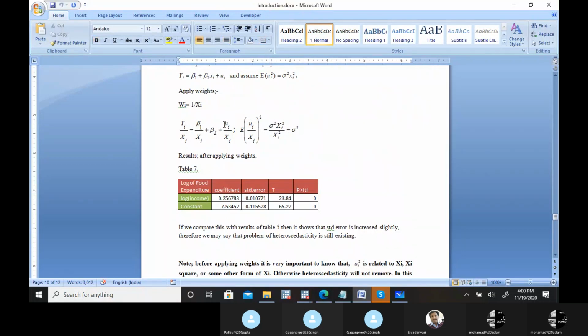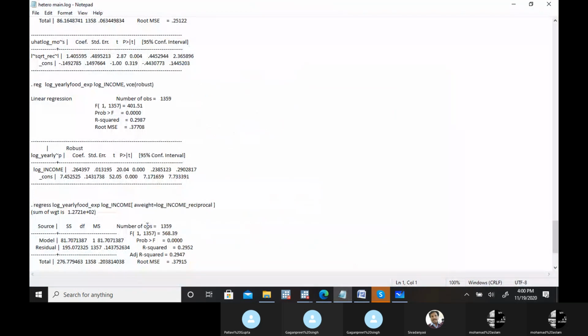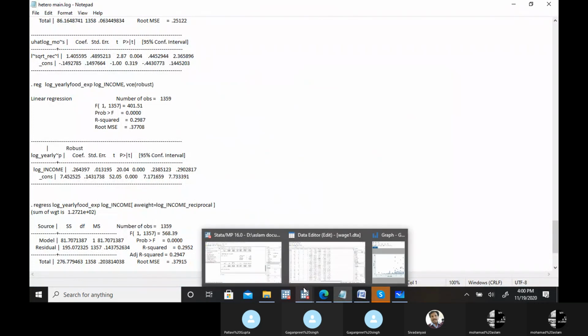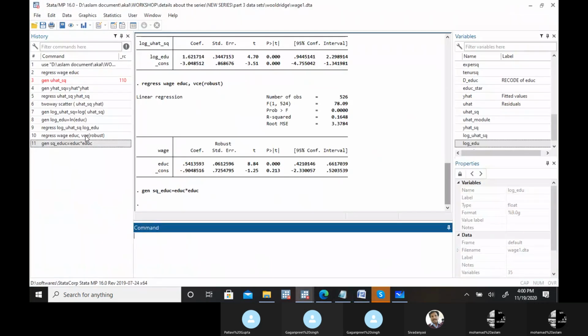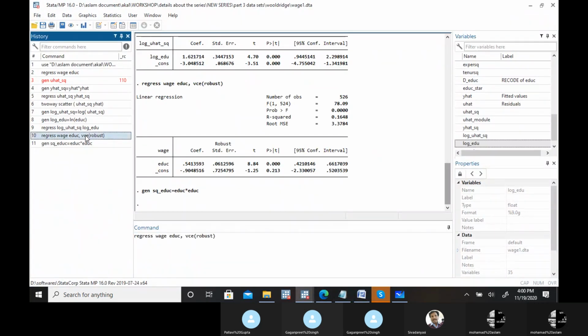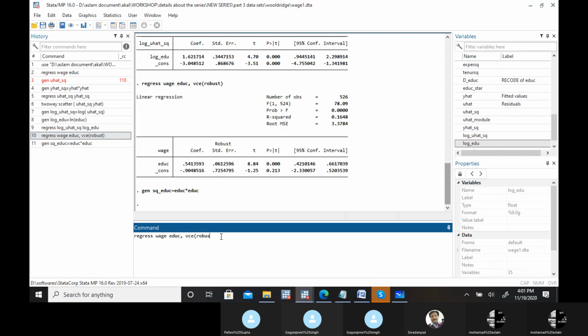If you think it is with the xi square, then you only have to divide with the square root of that particular part with the xi. I think there is also a direct command for it. Let's try if it will work. Regress wage on education, and apply weight.